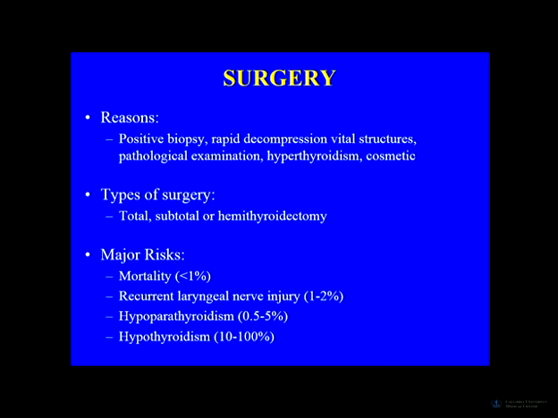There's a couple of different types of surgery. The most common is a total thyroidectomy. It's, as the name implies, the entire thyroid gland is removed. Occasionally there'll be a subtotal or even a hemithyroidectomy where only one side of the thyroid gland is removed.